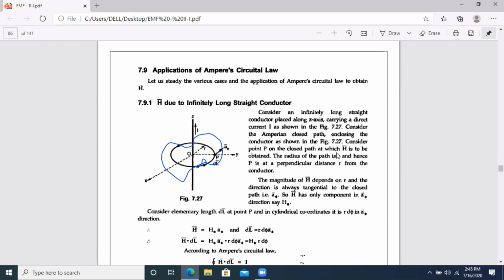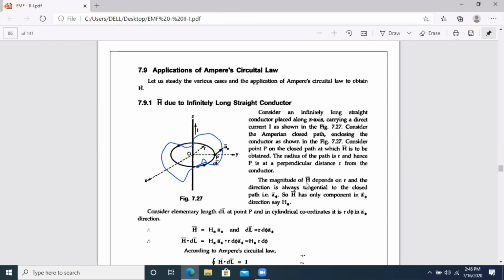We consider point P along the closed path at which H is to be obtained. So you want to find H here due to this current, which is what we did earlier, and it was hell and powder horse. The radius of the path is R here, and hence P is at a particular distance R from the conductor.